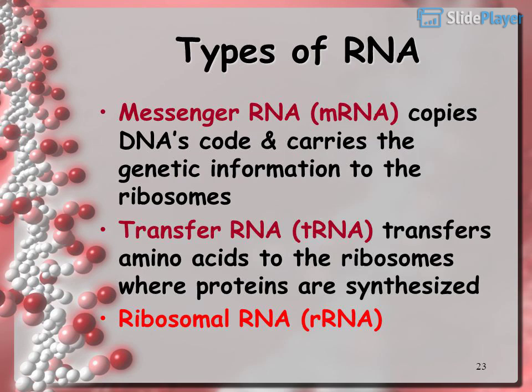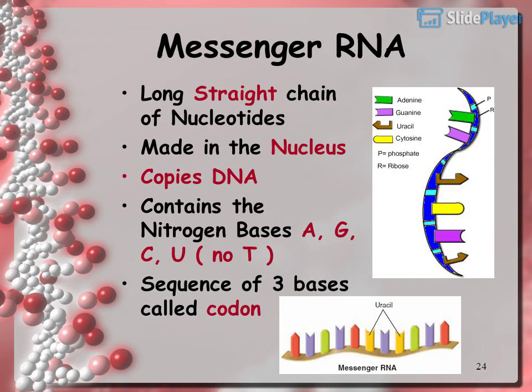Types of RNA. Messenger RNA, mRNA, copies DNA's code and carries the genetic information to the ribosomes. Transfer RNA, tRNA, transfers amino acids to the ribosomes where proteins are synthesized. Ribosomal RNA, rRNA. Messenger RNA is a long straight chain of nucleotides made in the nucleus. It copies DNA. It contains the nitrogen bases A, G, C, U, no T. A sequence of 3 bases is called a codon.